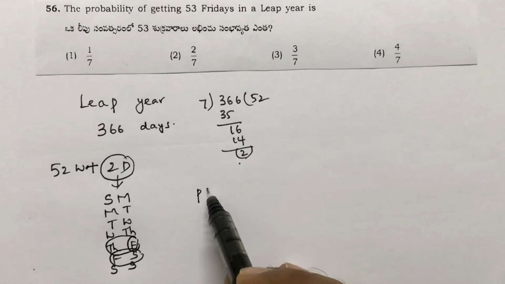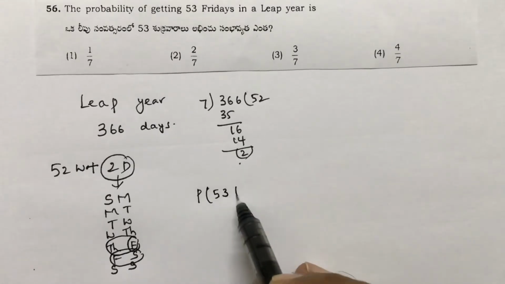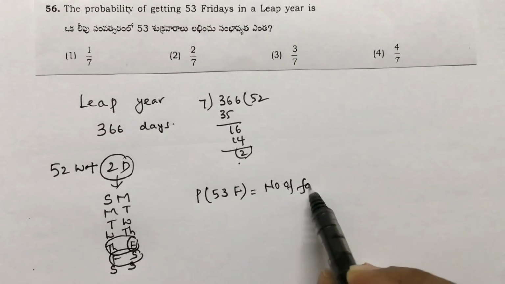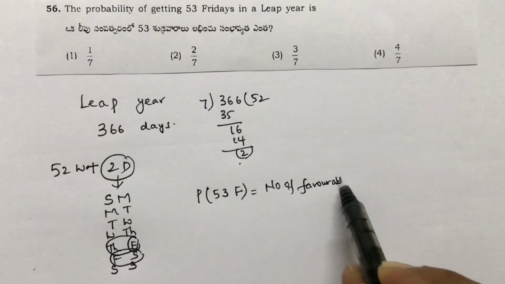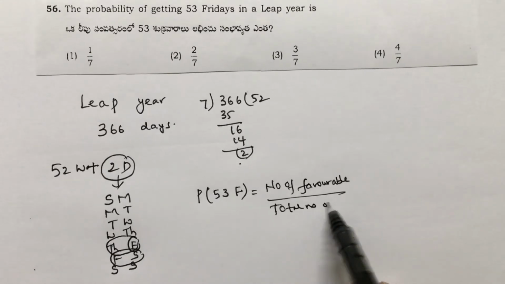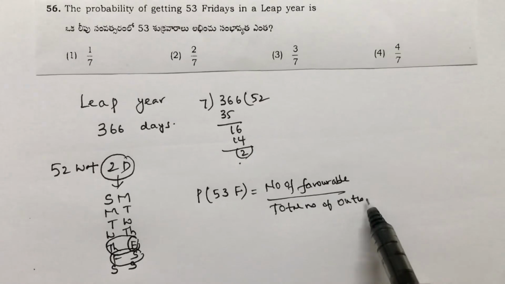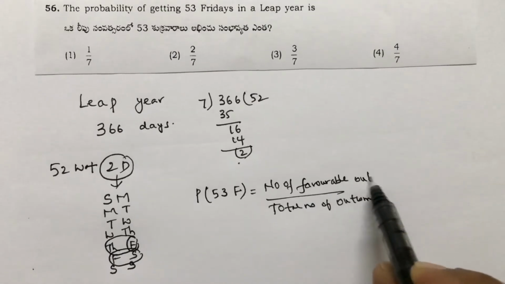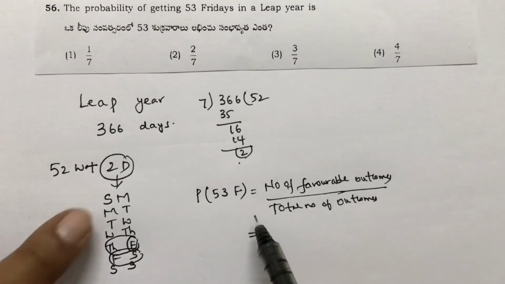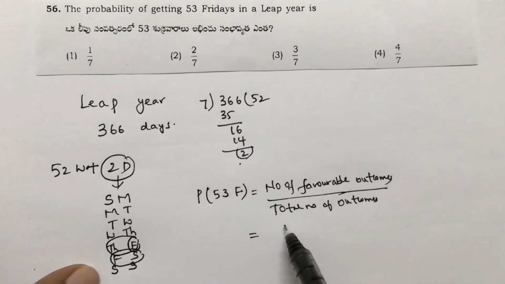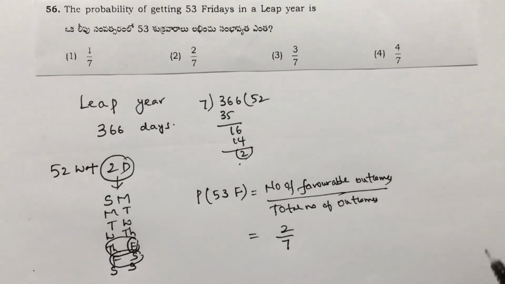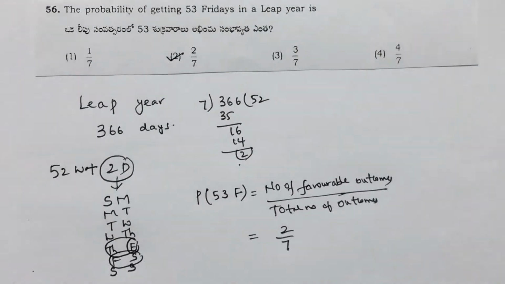So the probability of getting 53 Fridays, the formula is number of favorable outcomes by total number of outcomes. Here we have 7 possible cases, and in those 7 we have 2 with Friday, so 2 by 7. So the correct option is 2 by 7.